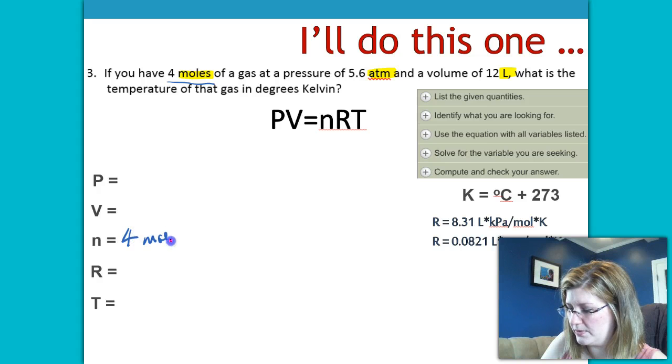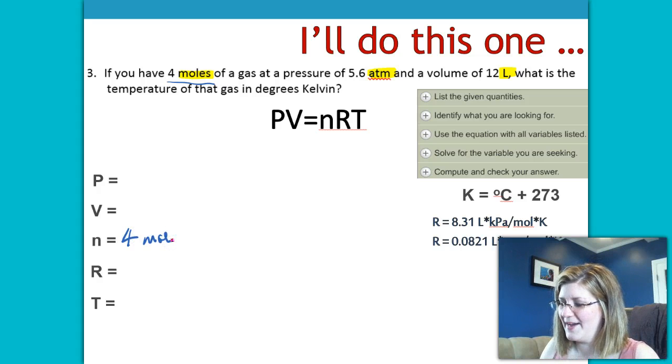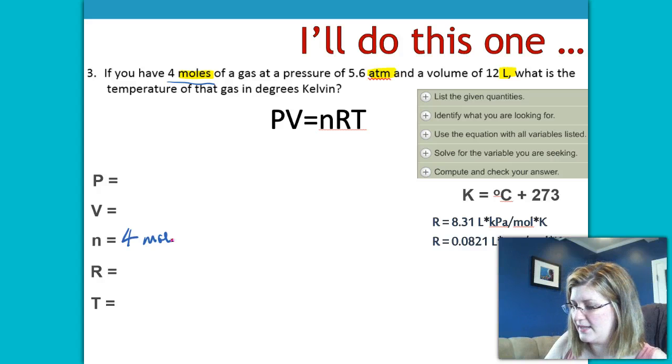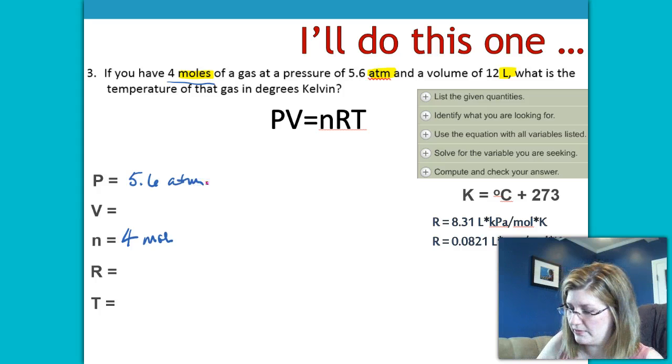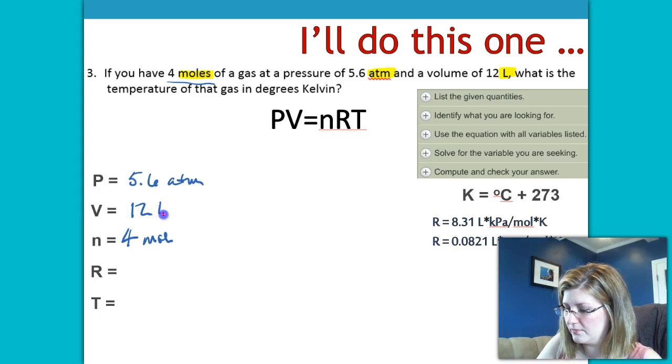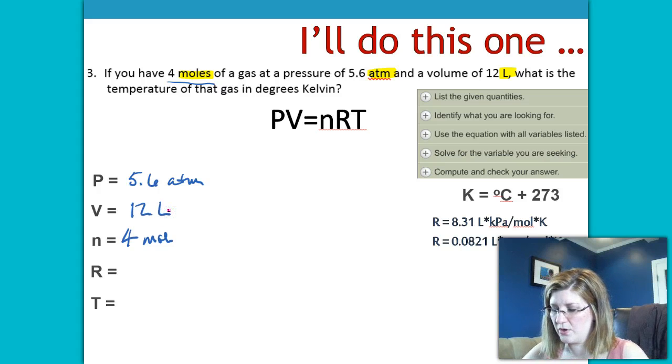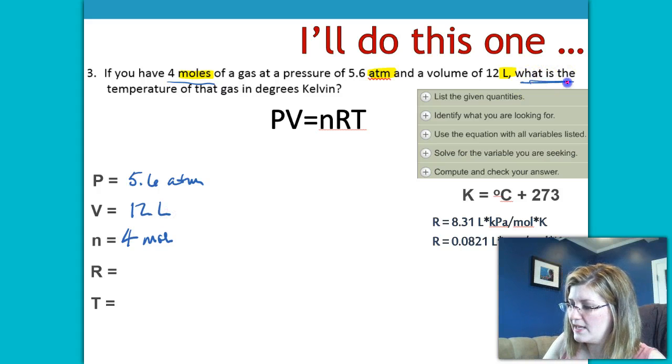4 moles. Please excuse my handwriting. And then we have a pressure of 5.6 atm. And we know that it's pressure because it's ATMs. And we have a volume of 12 liters. Now we're left with R and T. And the question is, what is the temperature? So we can go ahead and question mark that.